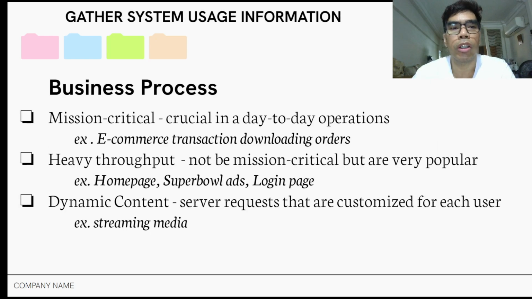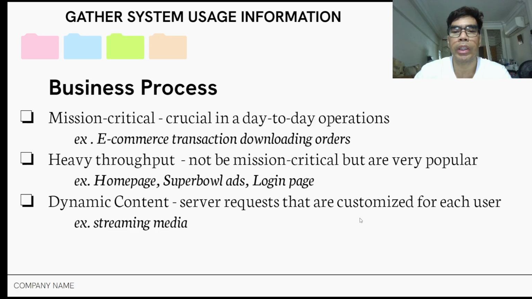Then there are three kinds of business process: mission critical, heavy throughput, and dynamic content. Mission critical is crucial to day-to-day operation, like e-commerce transactions or downloading orders. It's critical that the order should be downloaded. The next one is heavy throughput, which may not be mission critical but is very popular, like the homepage. Visiting the homepage or Super Bowl ads is not critical but very heavy. The third one is dynamic content.